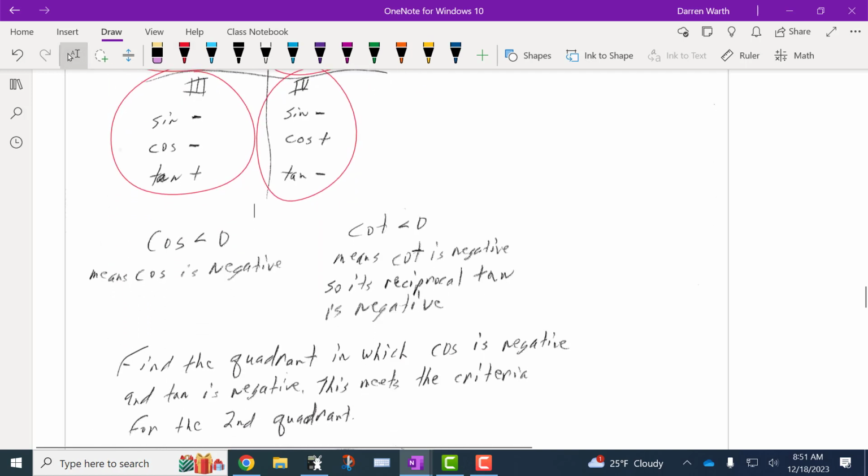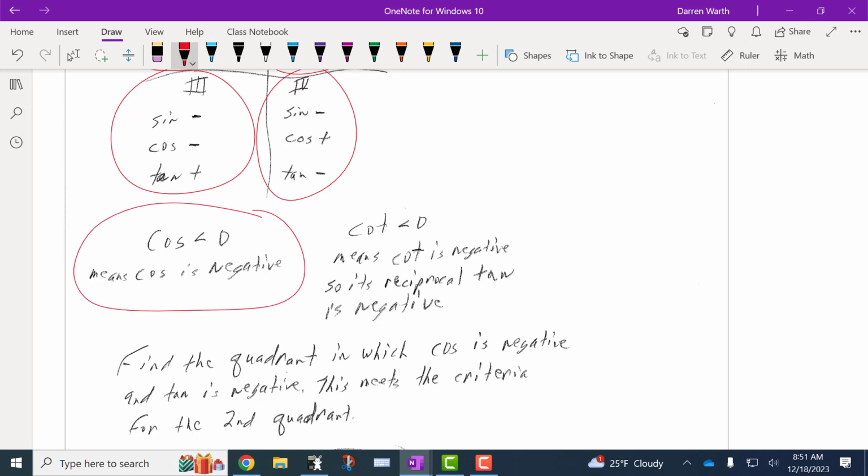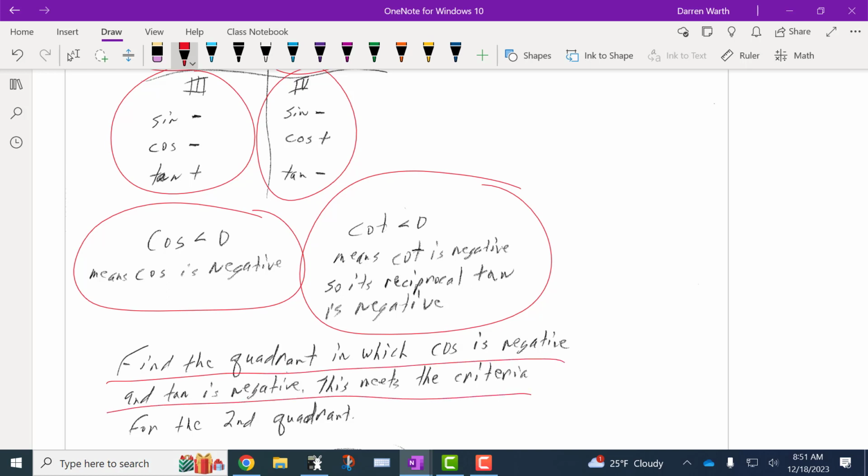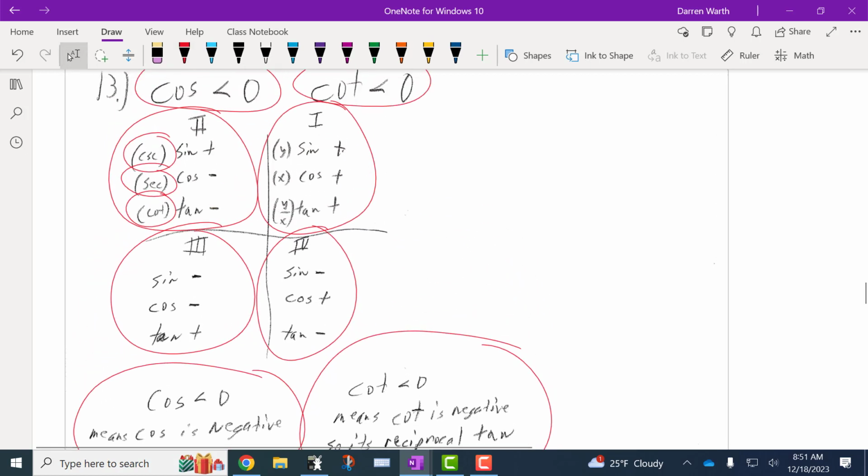So by definition, that we just read right there, cosine is less than 0, that means cosine is negative. Cotangent theta means cotangent is negative, so its reciprocal, tangent, is also negative. So our job is to find the quadrant in which cosine is negative and tangent is negative. This meets the criteria for the second quadrant. So look at the second quadrant, both cosine is negative, tangent negative, and that's the only quadrant it happens in.